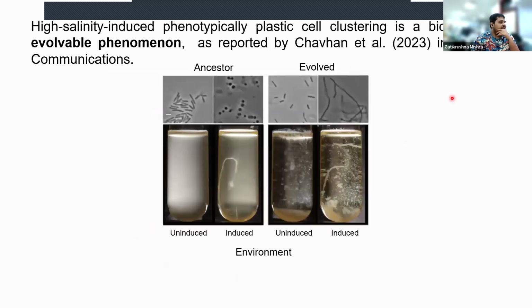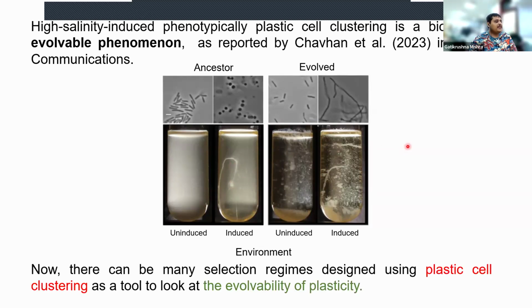And in the case of Yash's study, what he did was he kept on selecting these multicellular clusters for 50 days with gradual reduction in salinity. So every 10 days, he would reduce salinity by 1%. By the end of 50 days, they could see that multicellular clusters also evolved even in uninduced condition, via this selection experiment. So basically, they saw that such plastic cell clustering is evolvable.